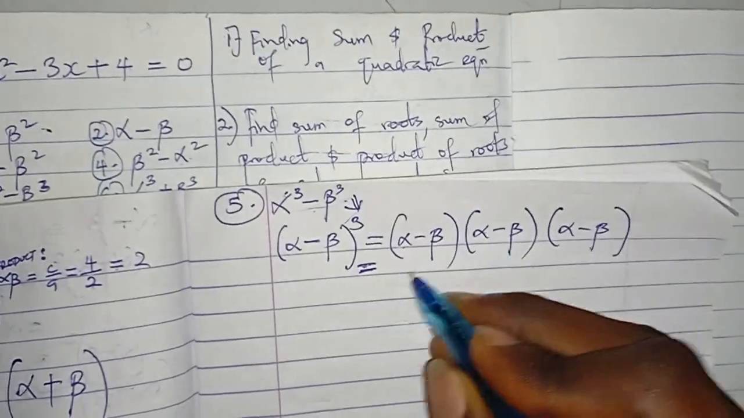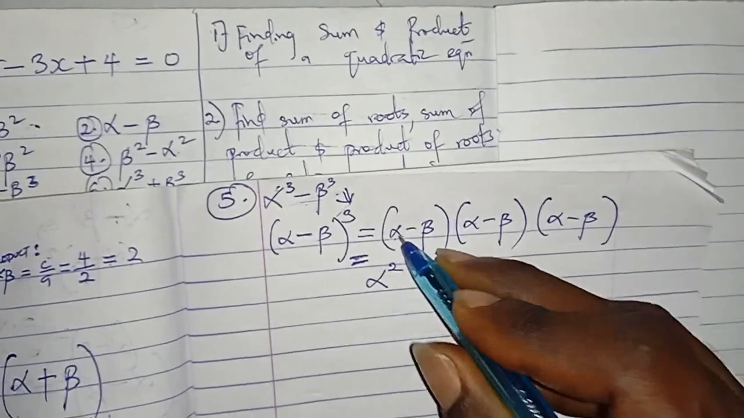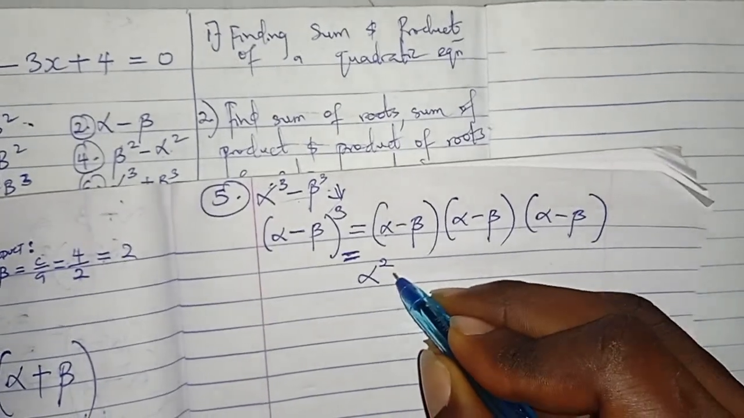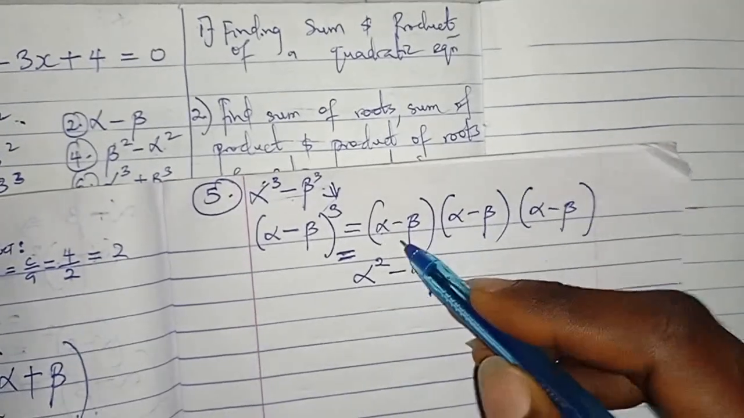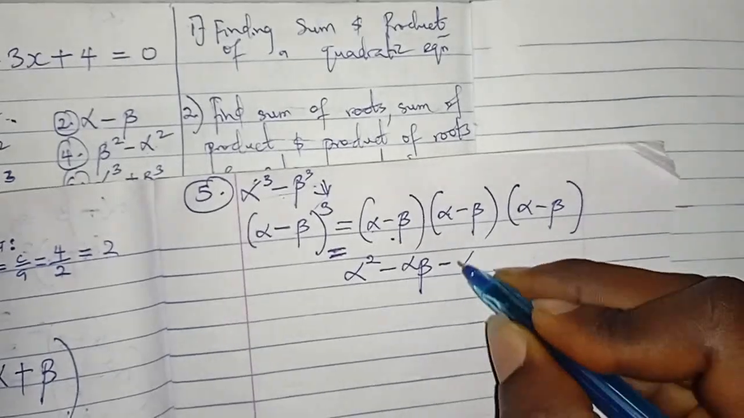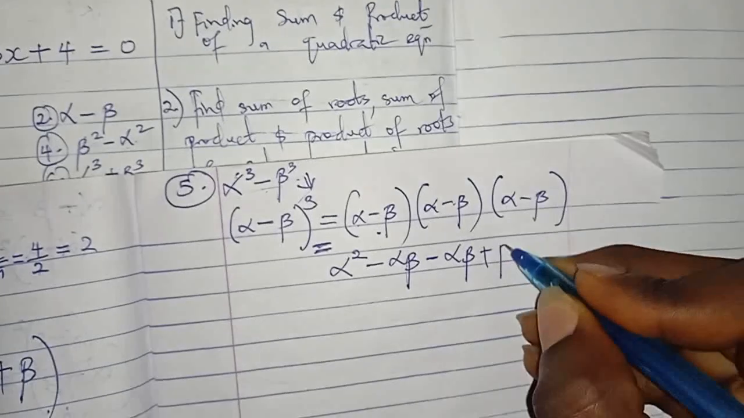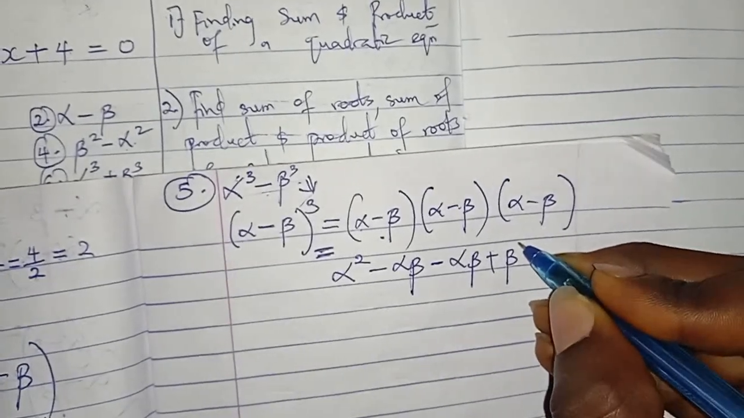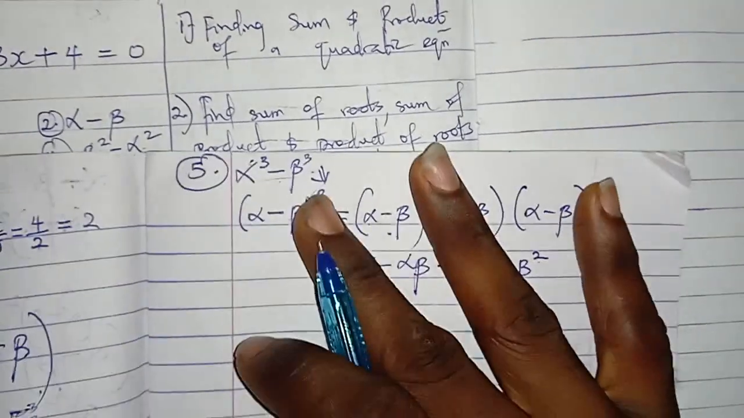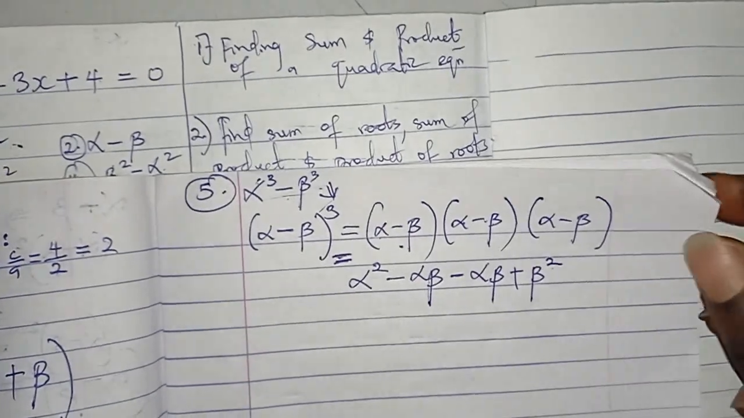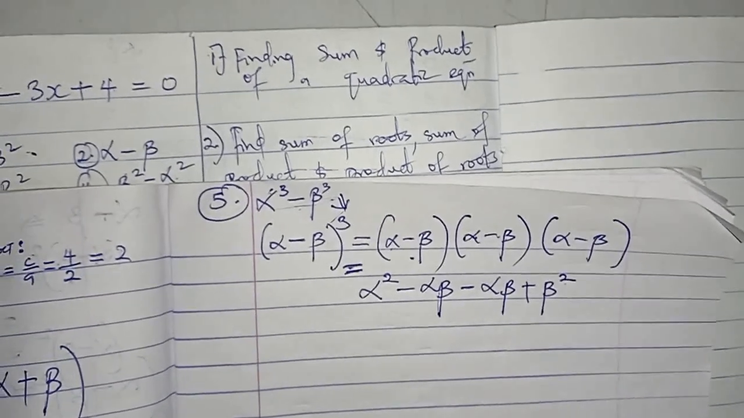So I will do this times this. It will give me alpha square times this. It will give me minus alpha beta. This times this, minus alpha beta. This times this, plus beta square. I can use binomial theorem. If you remember our binomial theorem, I'm just doing this because I want us to take it step by step.